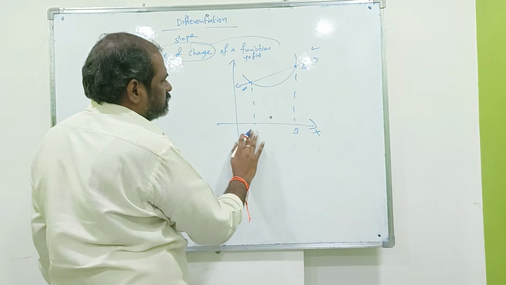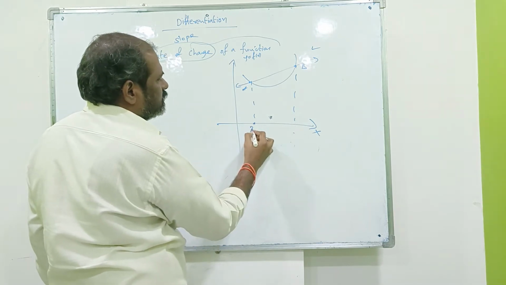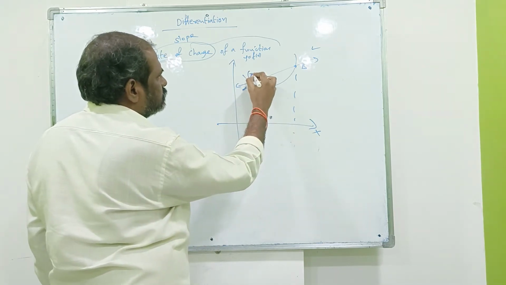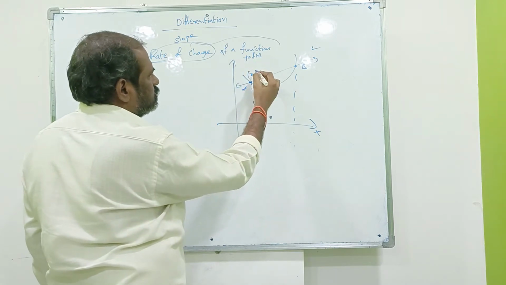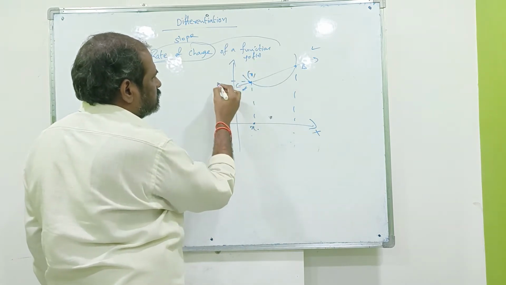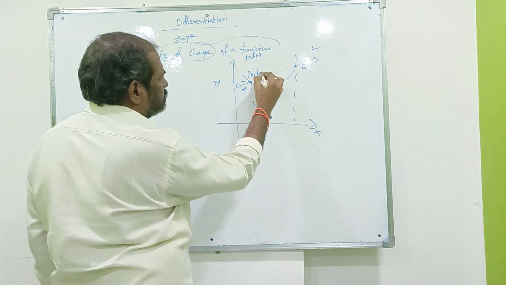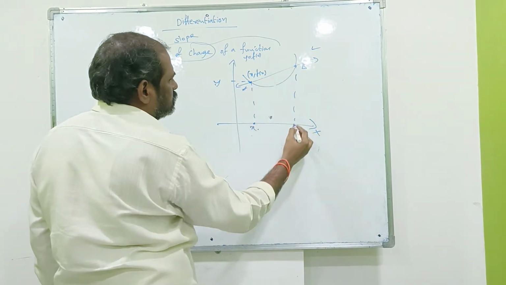So first point to discuss: the input is x, so the output y is the value of the function. This is x, this is y. Y means f of x.